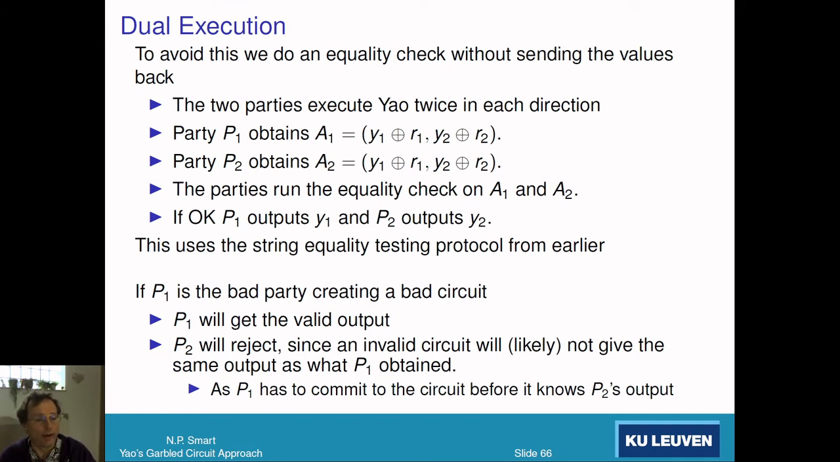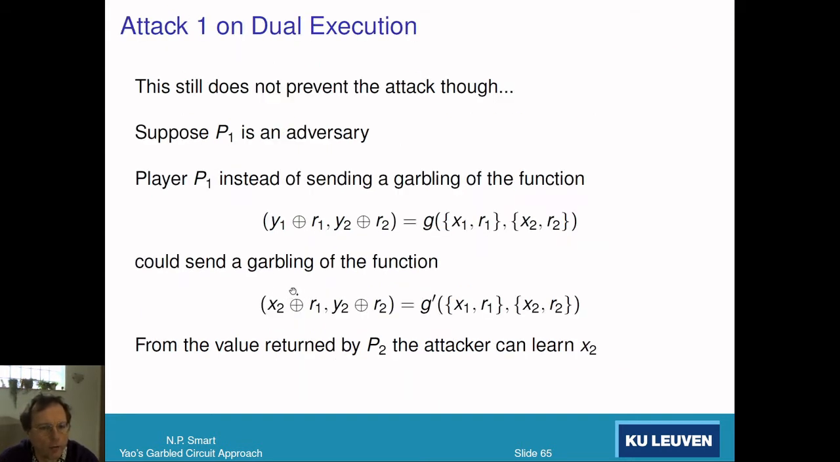So to do that, what we do is we do the equality check without sending the values back. If we look at what happened here, the reason this is an attack is because player 2 is going to send this value back. Player 2 is going to evaluate the circuit sent by player 1 and then send this value back. So we want to stop all values that player 2 learns from player 1's circuit coming back, because then there's no back channel that can be used.